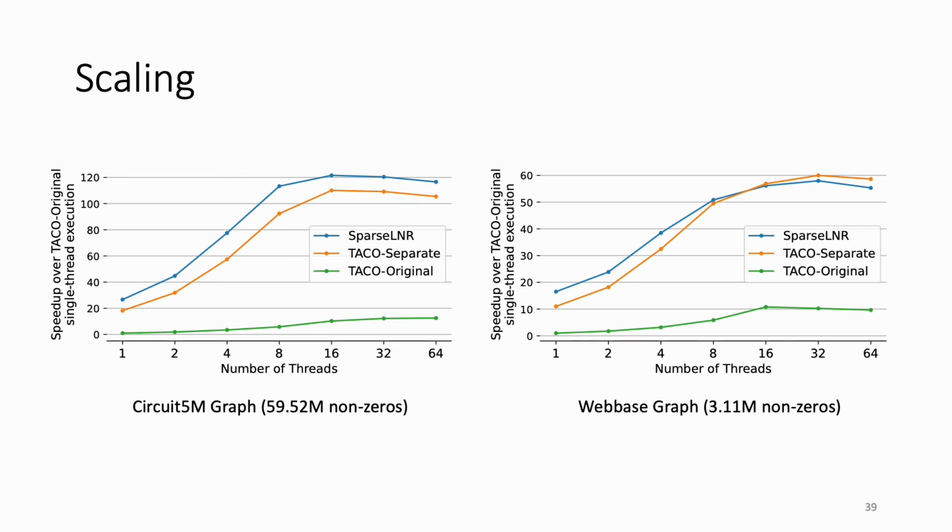Now, let's see how SparseLNR scales with increasing number of threads. We see good scaling in SparseLNR and Taco separate versions for the SDDMM SpMM benchmark. SparseLNR delivers comparable scaling to the best alternative approach. We observed similar scaling results for other benchmarks and datasets.